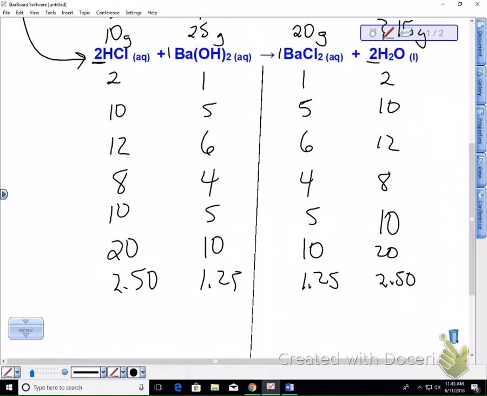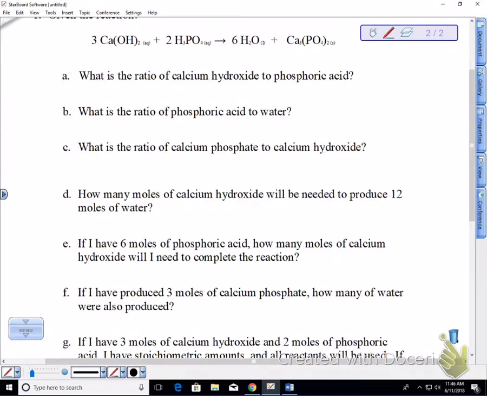Now I want to practice with you going through a different chemical equation. I want you to think about these. After every question we go through, hit pause, think about it. Don't just let me rush you through this, okay? So here we have 3 calcium hydroxides plus 2 phosphoric acids. We're going to yield 6 waters and a singular calcium phosphate.